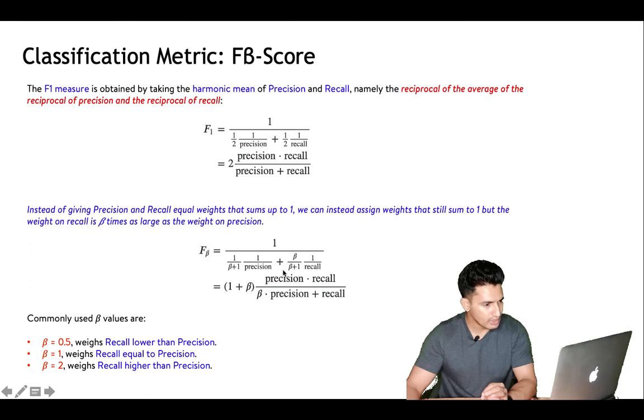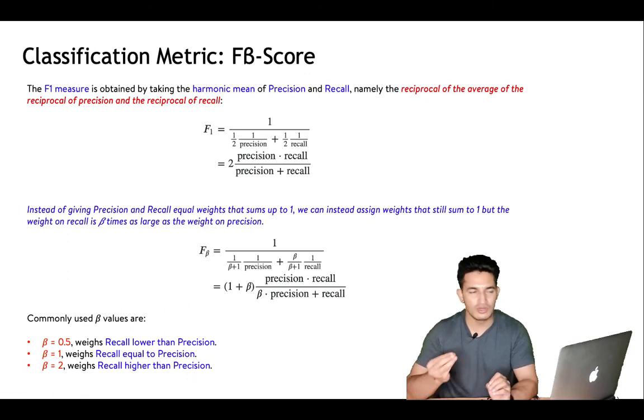And now after doing the simplification, it will become 1 plus beta into precision into recall divided by beta into precision plus recall. And what could be the common values that beta takes? If beta is 0.5, it means we are giving less weightage to recall, more weightage to precision. And if beta is 1, it becomes F1 score, equal weightage to precision and recall. And if beta is 2, we are giving more weightage to recall and less weightage to precision, so recall higher than the precision. So this is how the F beta score looks like.